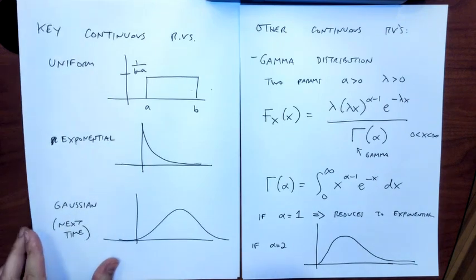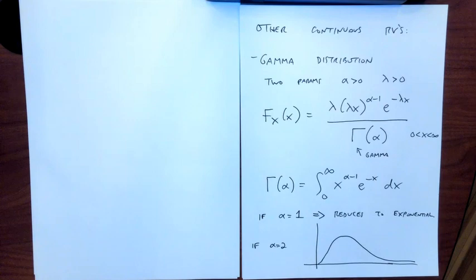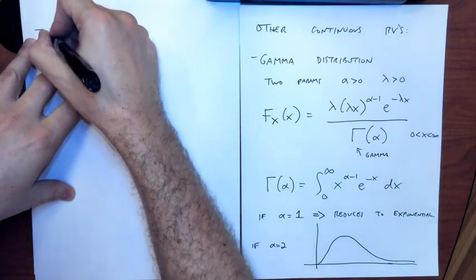Another one that you may come across in your travels is what's called the beta distribution.